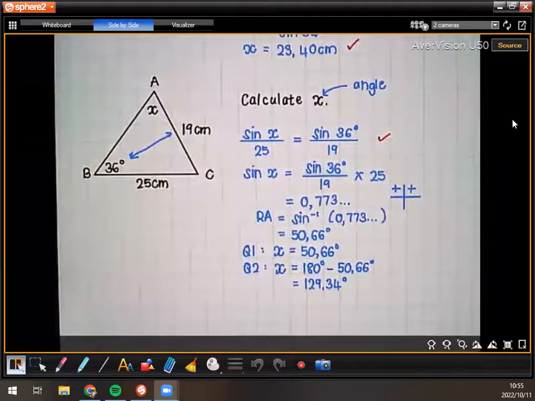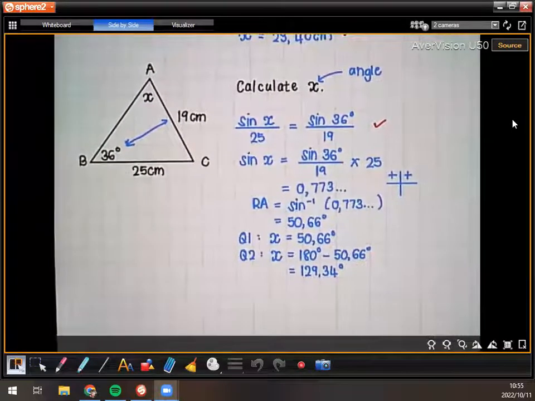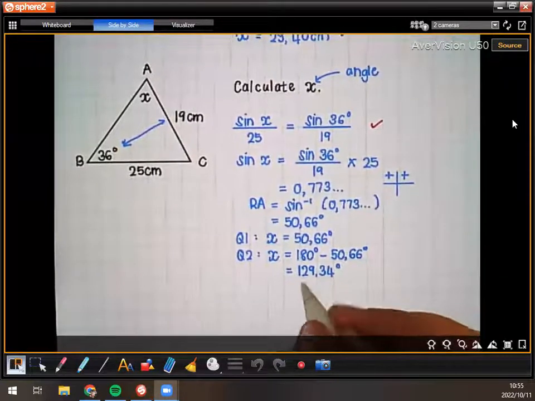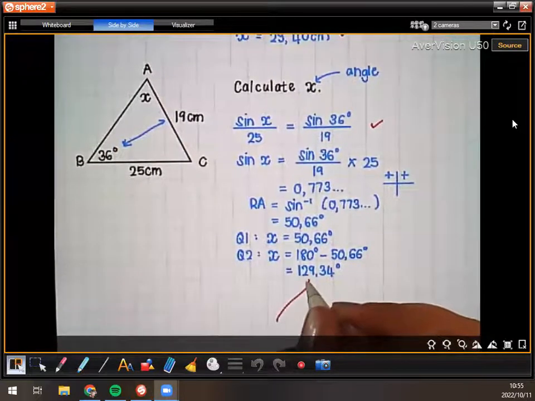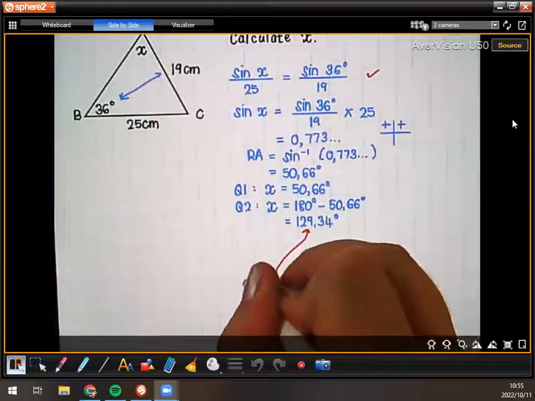Now guys, there is a way of checking, because sometimes this second answer won't work. I want us to make an extra note here. You can just maybe make an arrow from the second answer. This is what we call the ambiguous case.